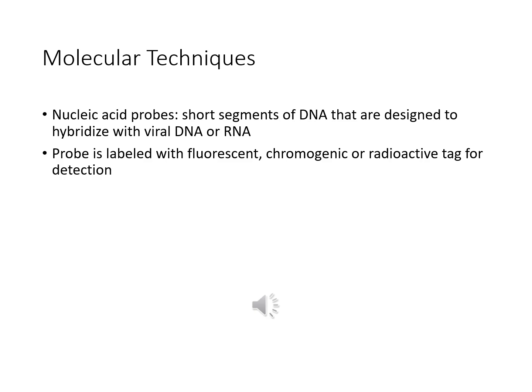Nucleic acid probes are short segments of either DNA that's designed to hybridize with the DNA or the RNA of the virus. The probe could be labeled with any type of tag, whether it's fluorescent, chromogenic, or radioactive. So if we have viruses present where we have a DNA and nucleic acid match, there will be a signal that will be detected. So once they match up, that's how you'll know that the virus is present or not.